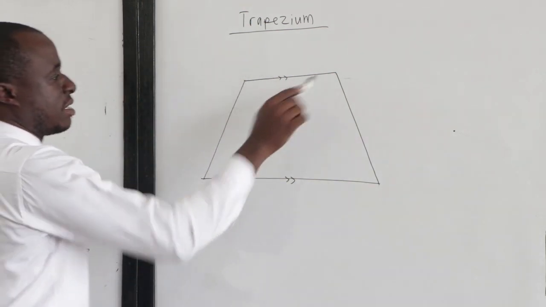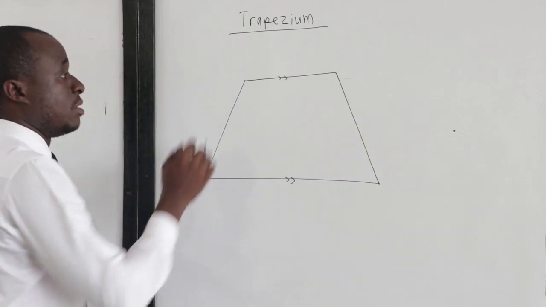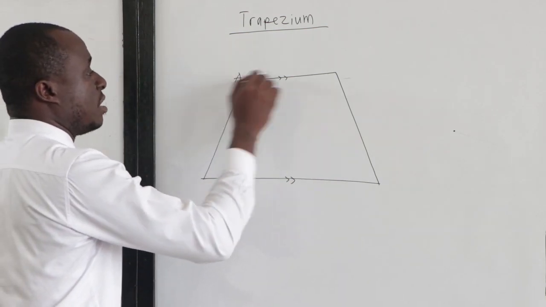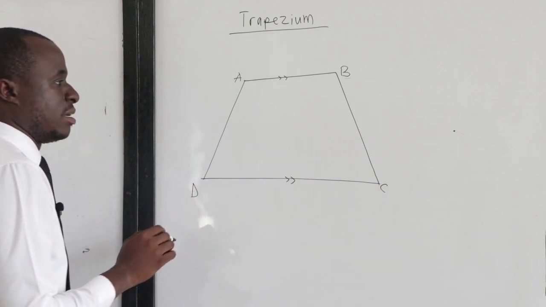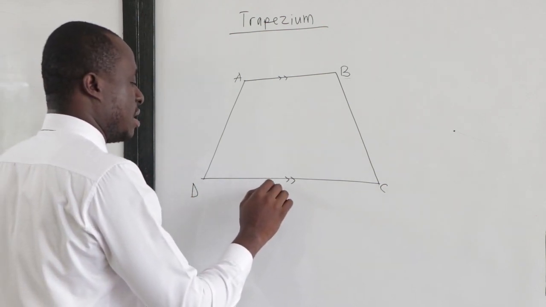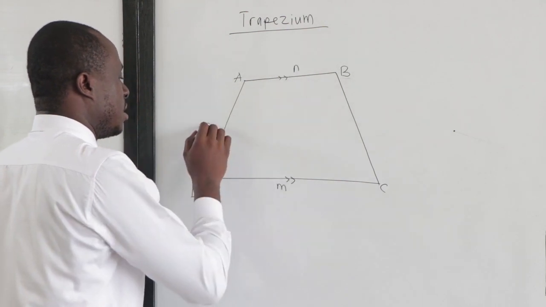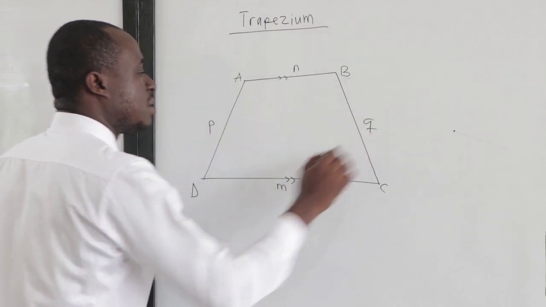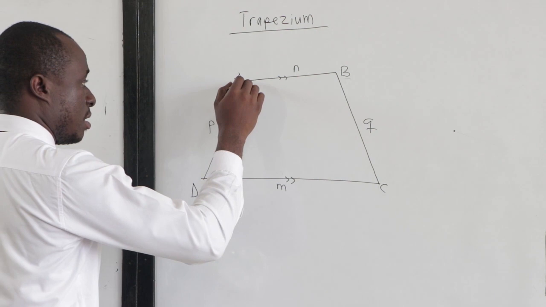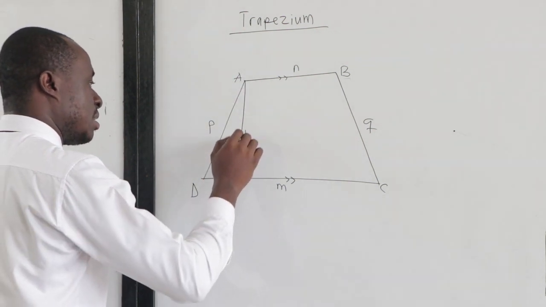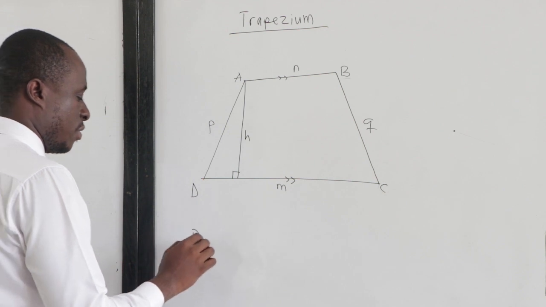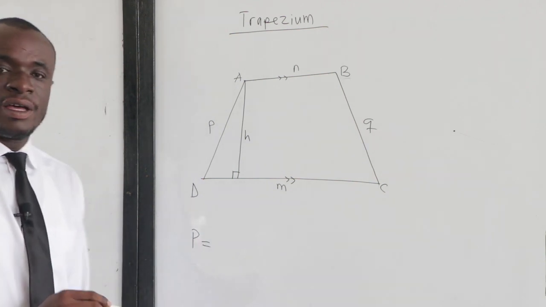Now, note that this side is parallel to that side. So let's suppose that, let's label it A, B, C, D. Now, let's say that this is M, this is N, this is P, and then this is Q. And this is our height, perpendicular height. That is our H. Now, perimeter of a trapezium.